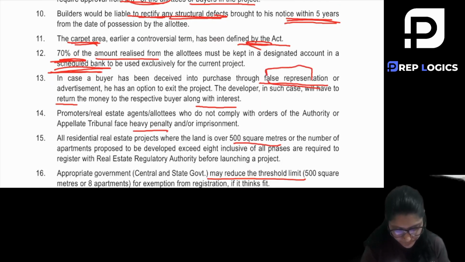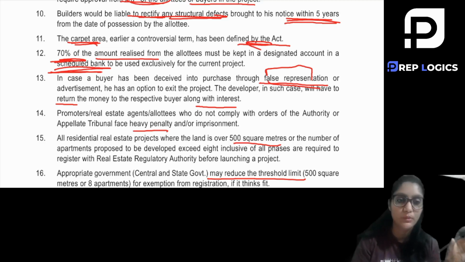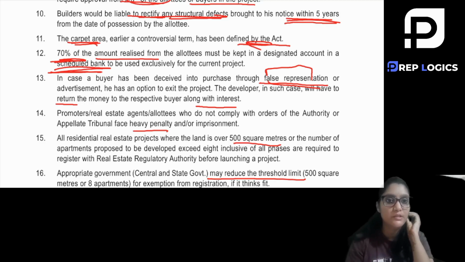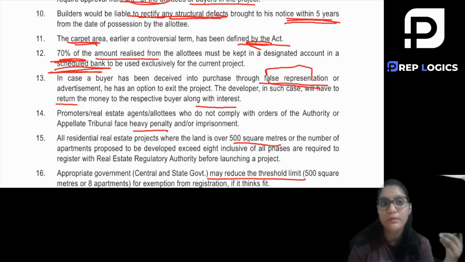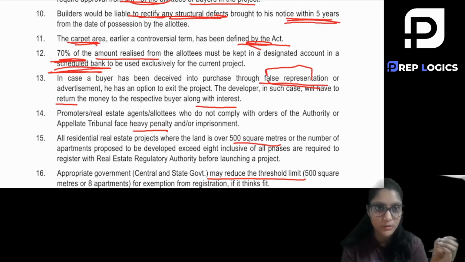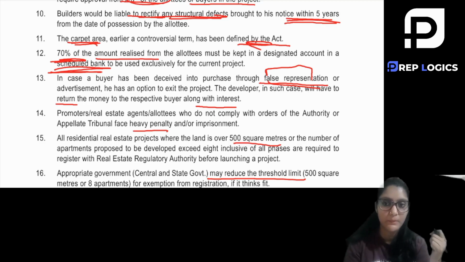Suppose the builder has made a false representation, a false advertisement, that Rajnikant is also going to buy a flat in this particular building. After hearing this, many fans of Rajnikant also bought flats in the building. But this representation is false. Actually Rajnikant sir is not going to buy any kind of flat in the building.